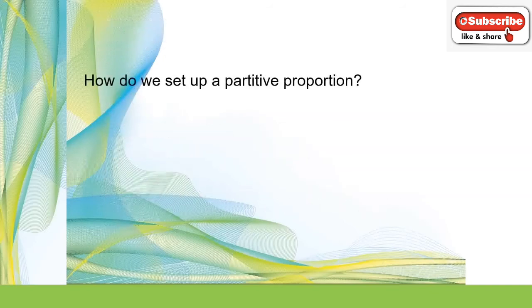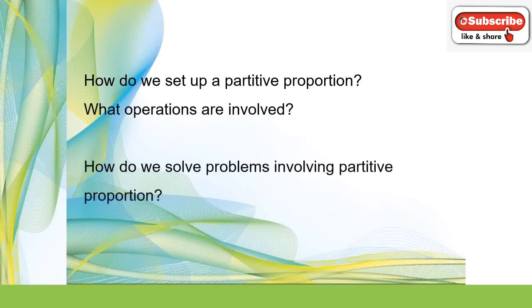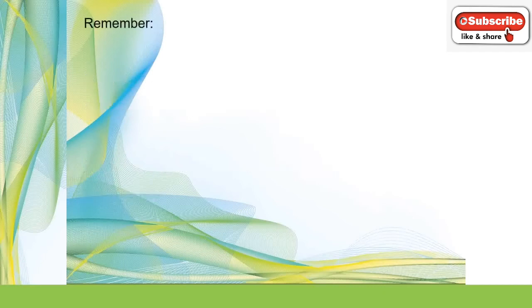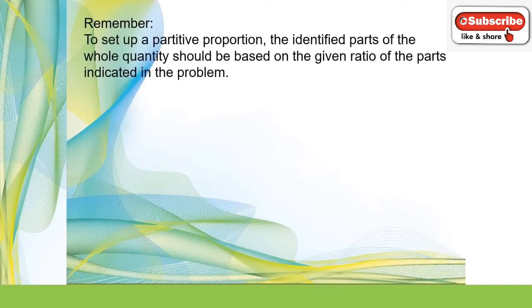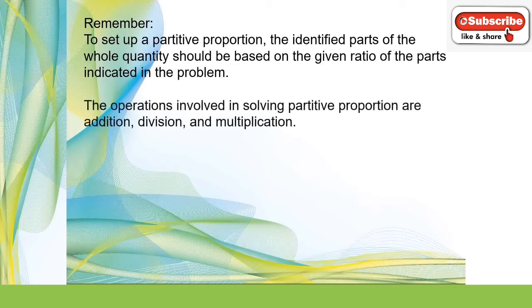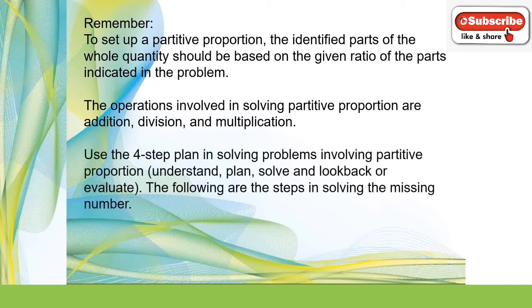Can you tell us now how do we set up a partitive proportion? What operations are involved? How do we solve problems involving partitive proportion? We have to remember the following. To set up a partitive proportion, the identified parts of the whole quantity should be based on the given ratio of the parts indicated in the problem. The operations involved in solving partitive proportion are addition, division, and multiplication. Use the 4-step plan in solving problems involving partitive proportion. We have to understand the problem, make a plan, solve, and look back or evaluate.